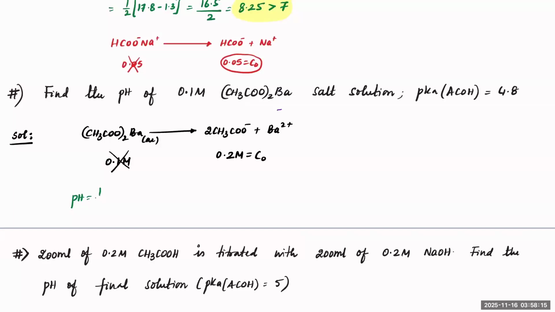pH is equal to half of pKw, which is 14, plus pKa, which is 4.8, plus log of C naught value, which is 0.2. So half of 18.8 minus 0.7, which is 18.1, divided by 2, so which is 9.05. So that is the pH of the solution. Of course, it is greater than 7. That is what we expect.